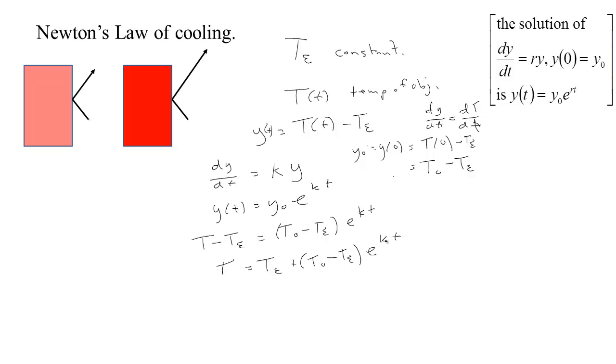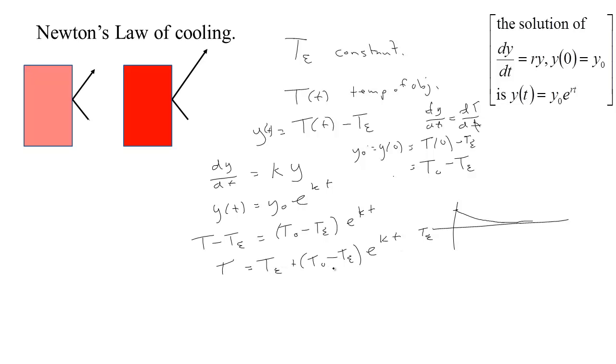So we expect that this will be decaying away. So that if this is the temperature of the environment, if we start off with something hotter than the environment, the temperature of the object will approach the temperature of the environment. On the other hand, if we start off with something cooler, then this is going to be a negative number.